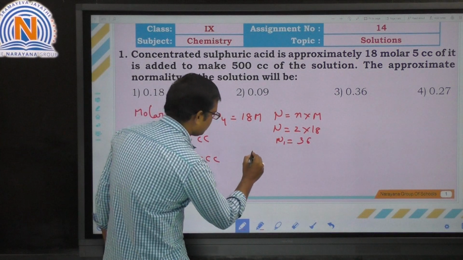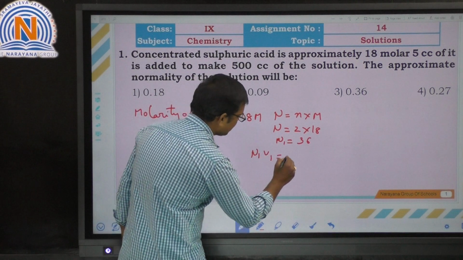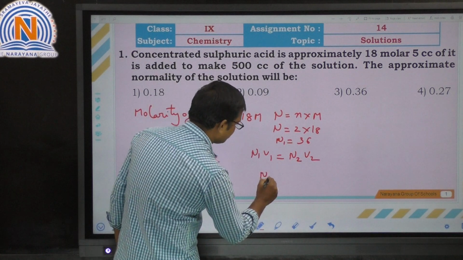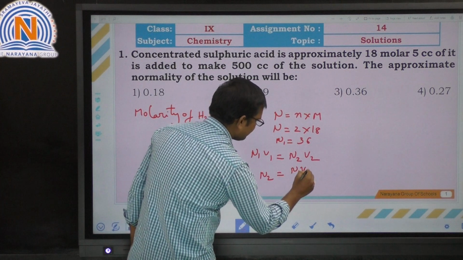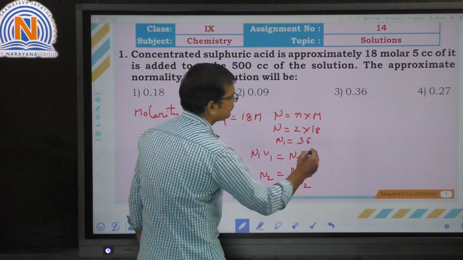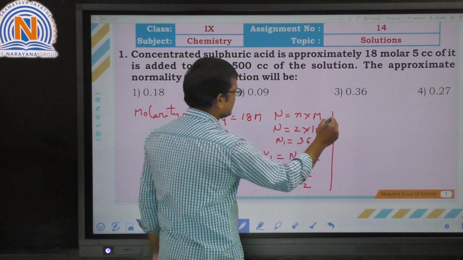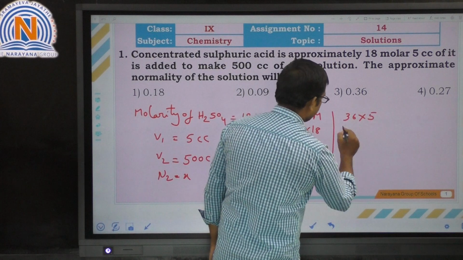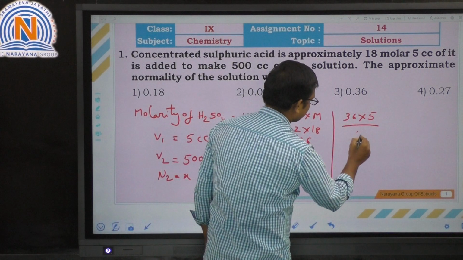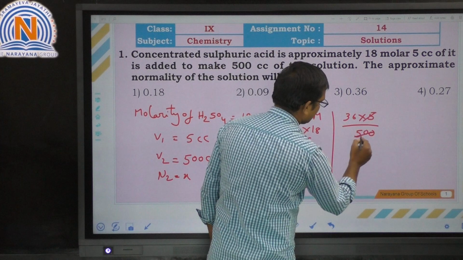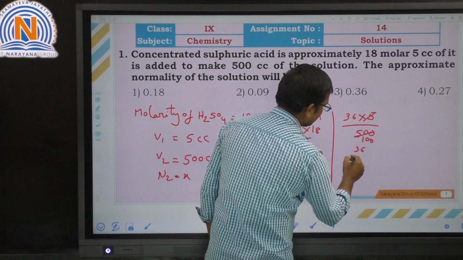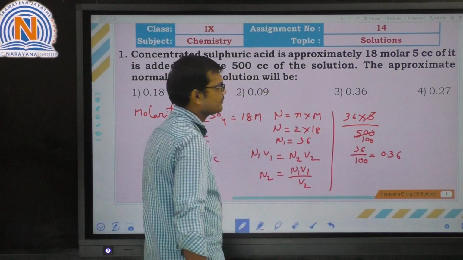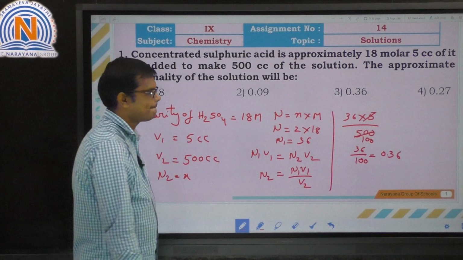So N1 V1 equal to N2 V2. Then N2 equal to N1 V1 by V2. So N1 how much? 36. And V1 how much? 5, by V2 how much? 500. 5 by 500 is 1 by 100, so 36 by 100 equal to 0.36. So option 3.